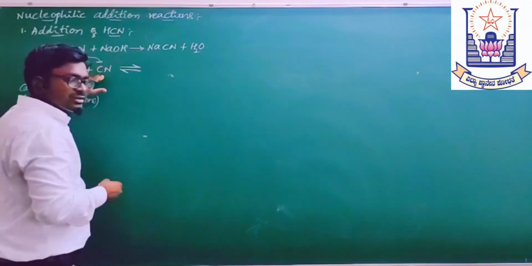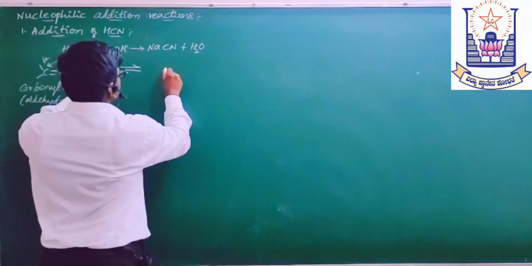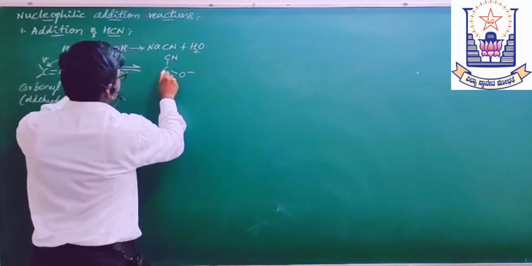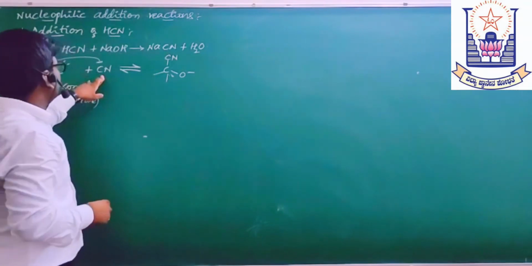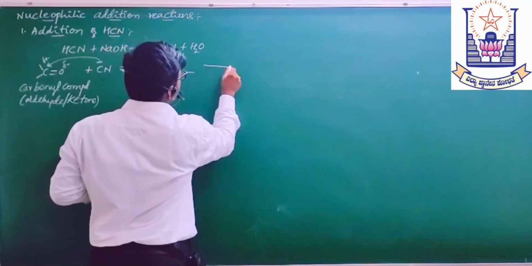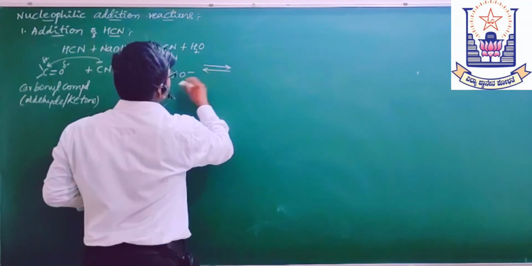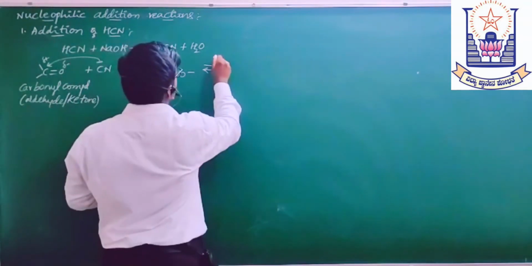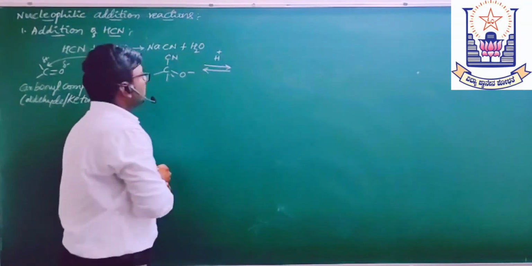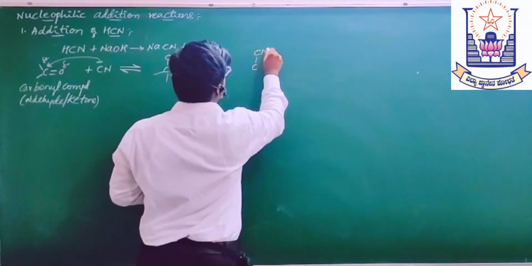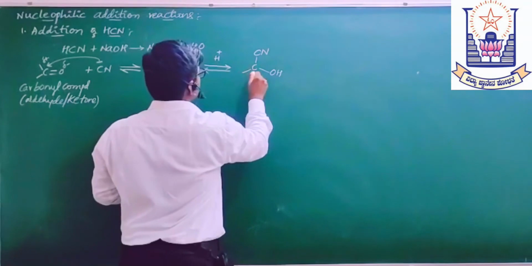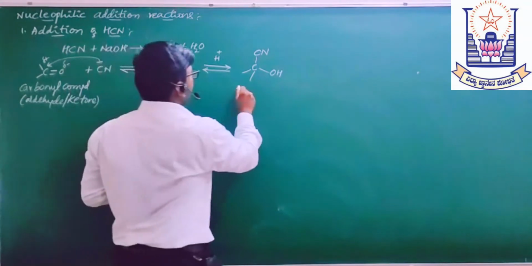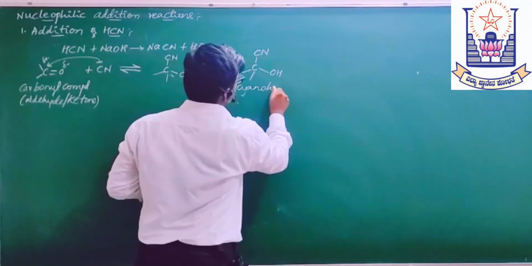Now the planar carbonyl compound will undergo structural changes, and the hybridization of the carbon also changes. Like this: C, cyanide, O minus, and the bonds will be as this. Now there will be attack of the Na plus ion or hydrogen ion; we may take any one. For example, if H plus attacks, then you will get C, CN, OH, the bonds as it is. Now this compound is called cyanohydrin.